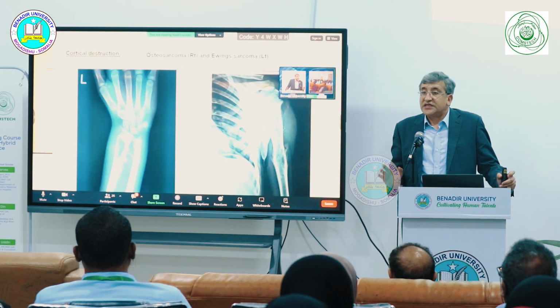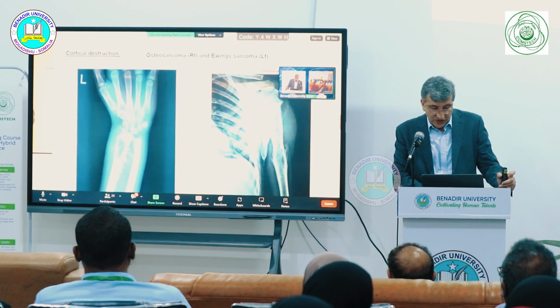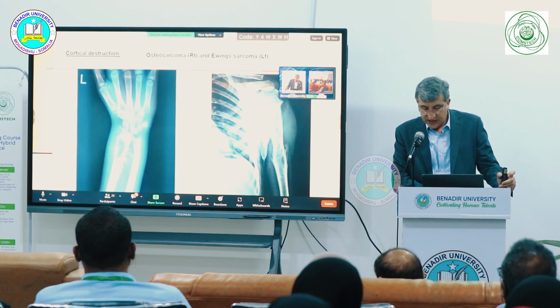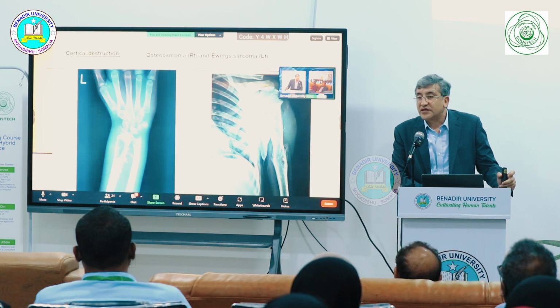Destruction of cortex is a sign of malignancy. And you can see here destruction of cortex in osteosarcoma and destruction of cortex in Ewing sarcoma.